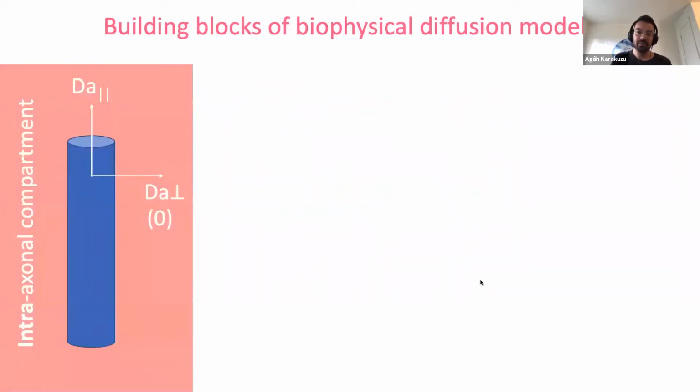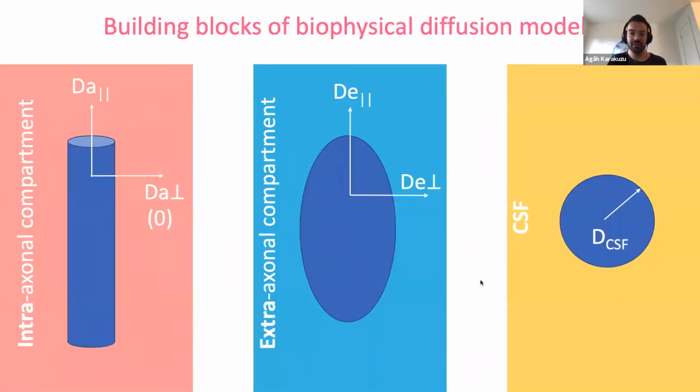For example, the most common picture represents neurites as infinitely narrow, impermeable sticks. And it consists of at least 2 compartments, intra- and extra-axonal compartments, with 2 parameters for both of them, radial and parallel diffusivities. And some models take the CSF compartment into account as well. But the most important thing here is that you see we need a picture of what we are working with before equations. So there are many models based on this picture, and they all have different assumptions.